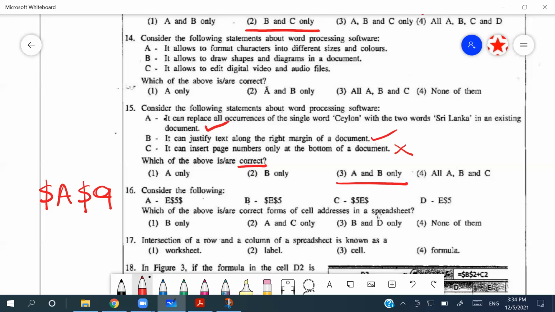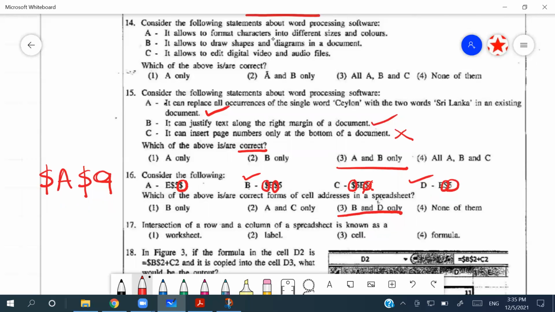Not the right. So A is wrong because it has a dollar sign at the right-hand side. B is correct because it has the dollar sign at the left of E and the dollar sign at the left of 5. So it's a correct application. C is wrong again. Here this dollar mark is in the correct place, but this is not. Then D is correct because this dollar mark makes the 5 absolute. So B and D only. That is the correct one for the 16th.